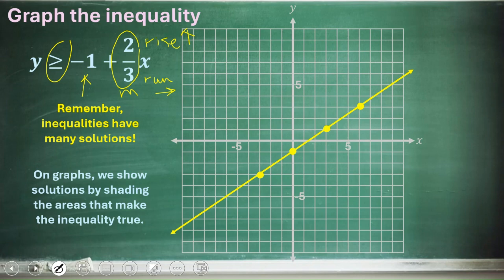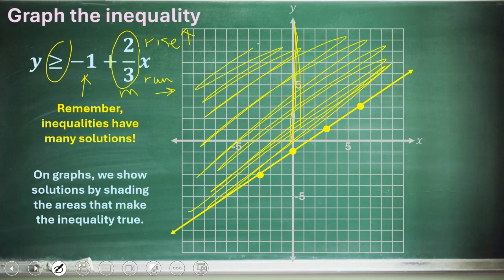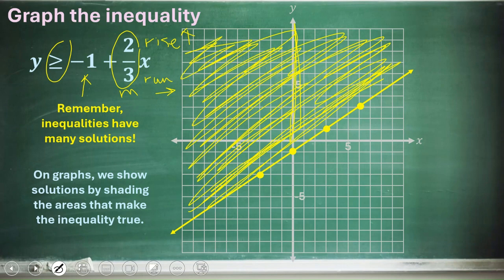I start by looking at the y-intercept. We decided already it was -1. Since y has to be greater than or equal to -1, that means y has to be bigger. I know that all of the y values above -1 are potential solutions, right? Which means that I want to shade this entire area above my line because there are an infinite number of solutions in this area. And that is how you graph an inequality.